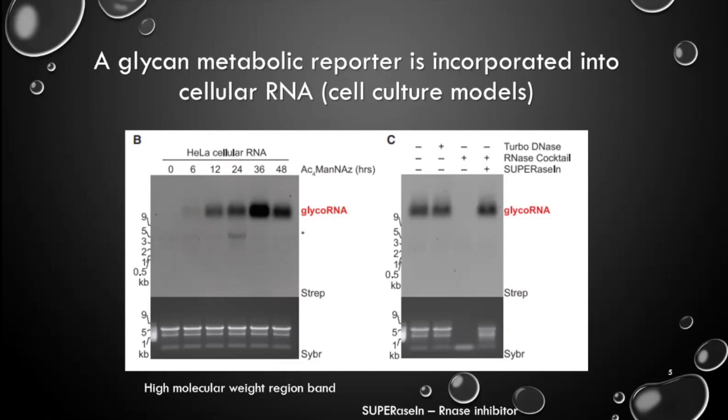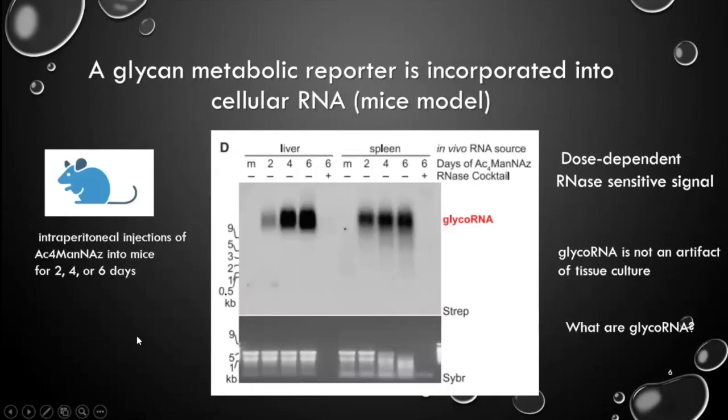Showing this phenomenon on the cell culture model, the authors wondered whether or not it's cell culture specific and could actually be implied for the in vivo model. And indeed, they injected the mice intraperitoneally with this glycan metabolic reporter every 2, 4, and 6 days. They harvested the organs and isolated RNA from them.